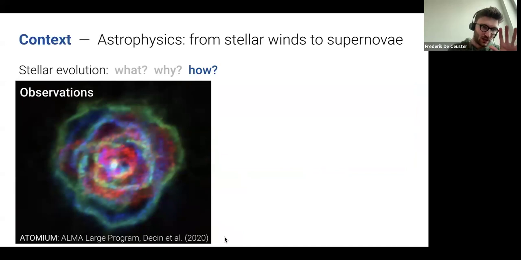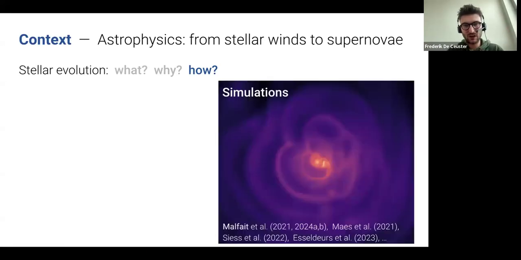Cool. So on the one hand, we have these observations, but on the other hand, we also have simulations where we try to recreate the things that we observe, and we try to understand which processes actually give rise to all the structures that we see. Here on the right-hand side, you can see an example of such a simulation. In the center, there is a mass-losing star.